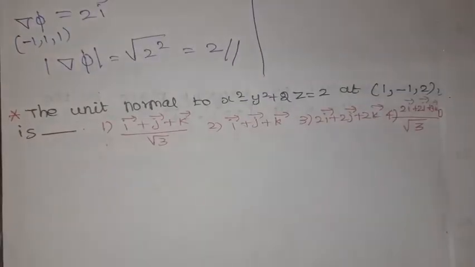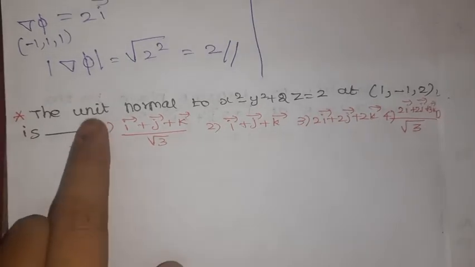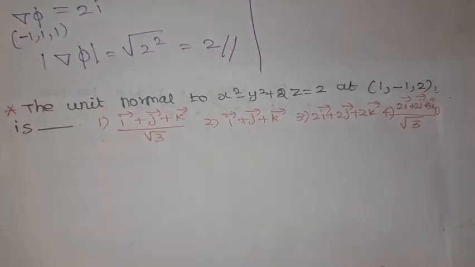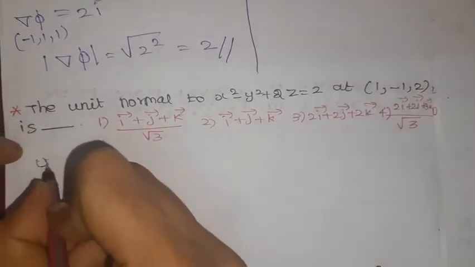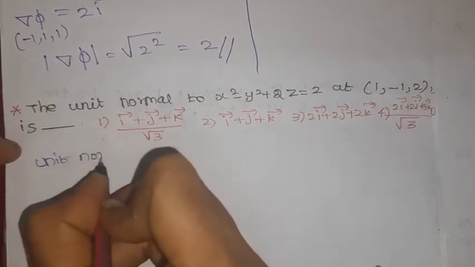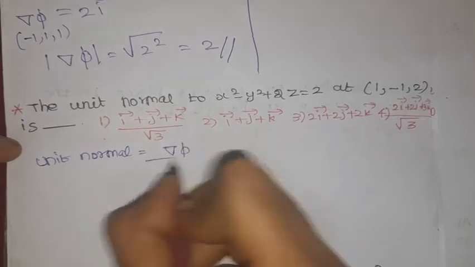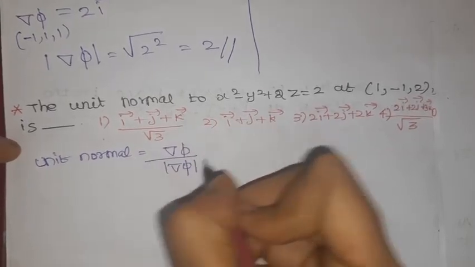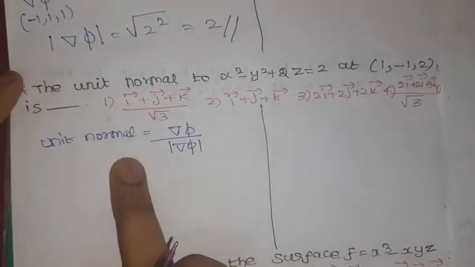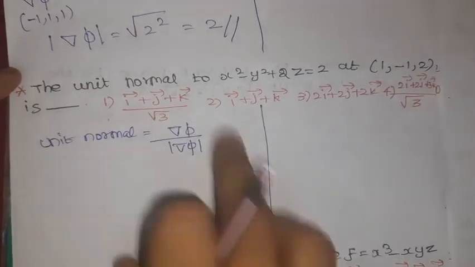So just read out, vector calculus is a very easy subject, all based on the formula, direct questions only, no tricky questions in that. So we should know each and every formula. It is very easy to solve. Okay, then unit normal. What is the formula for unit normal? Del phi divided by modulus del phi, very simple. So first find out del phi value, then magnitude of this, then apply in this formula.